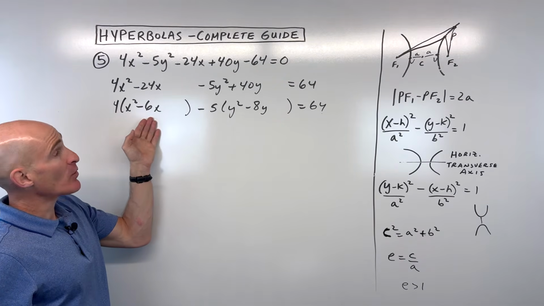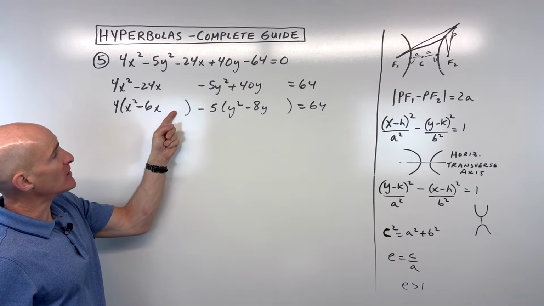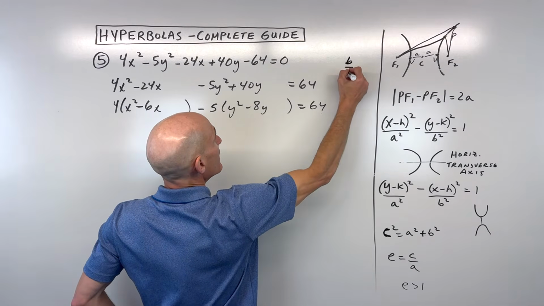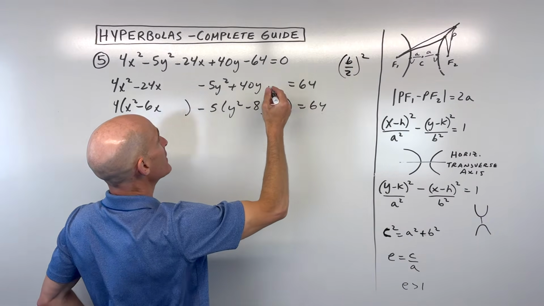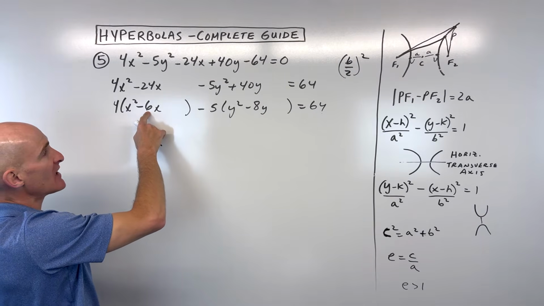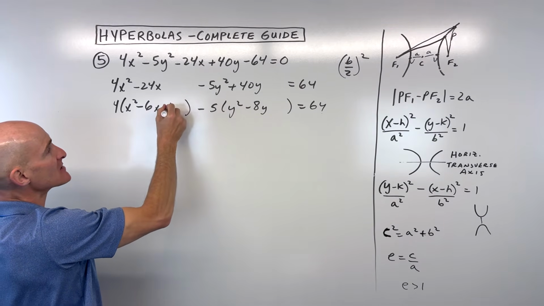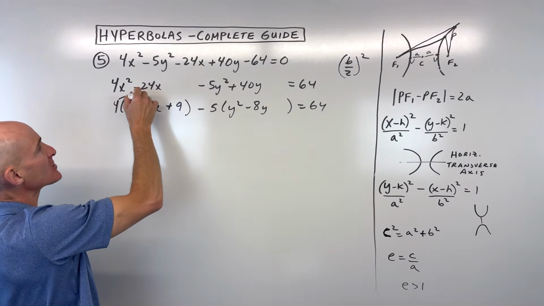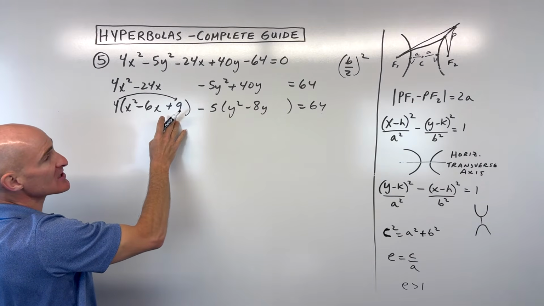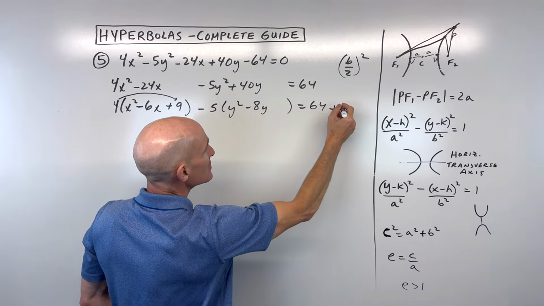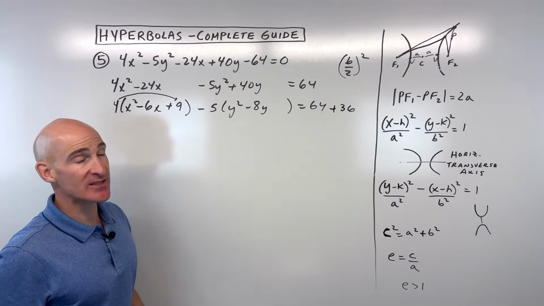Now we're going to complete the square. So you take half of this b value and you square it. You can think of it as b divided by 2, the quantity squared. So negative 6 divided by 2 is negative 3. Negative 3 squared is 9. Out of thin air, I'm actually adding 4 times 9, 36 to the left side of the equation. So to keep it balanced, let's add 36 to the right side.